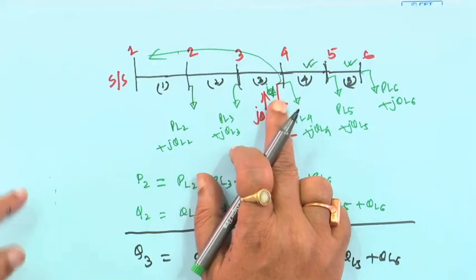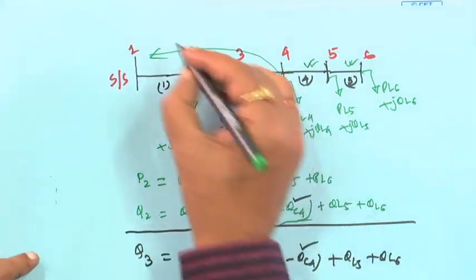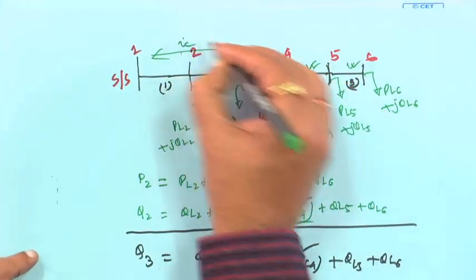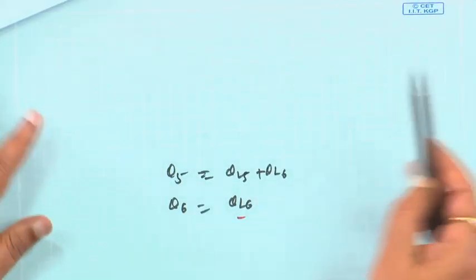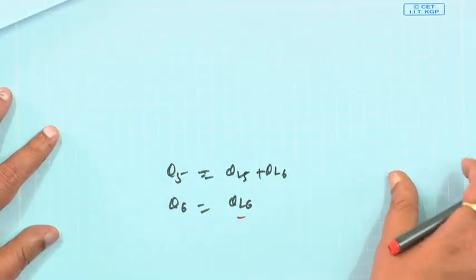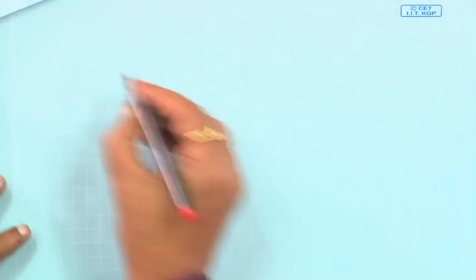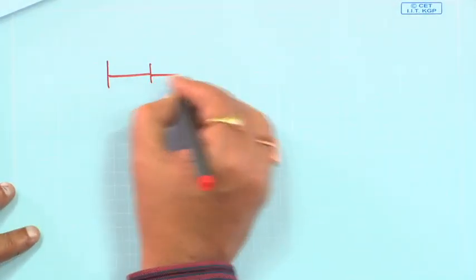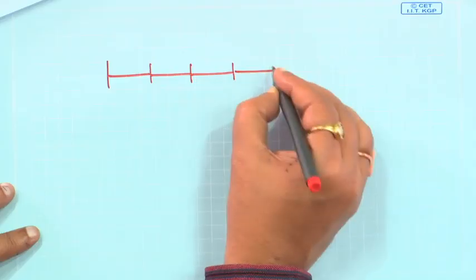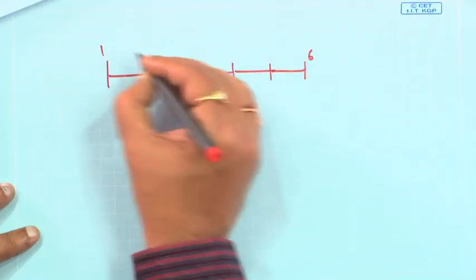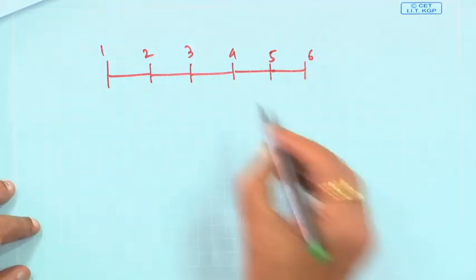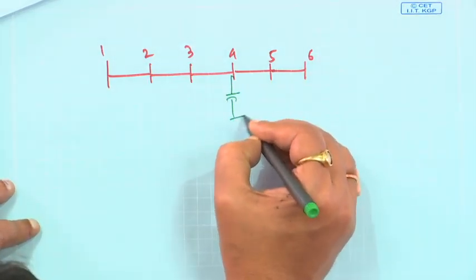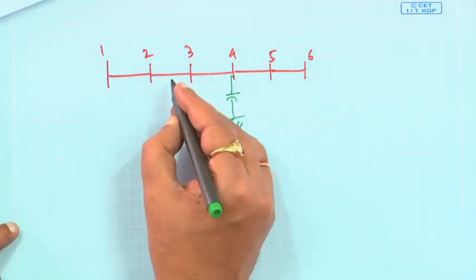Now, suppose this is the IC current flowing like this. If you take the same diagram, suppose this is node 1, this is 2, 3, 4, 5 and 6. There are the same 6 nodes. The capacitor is connected at node 5. So, this is branch 1, branch 2, branch 3.